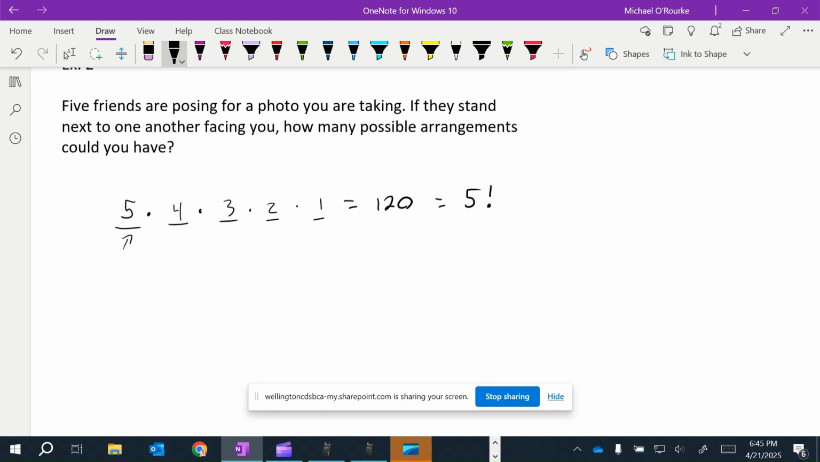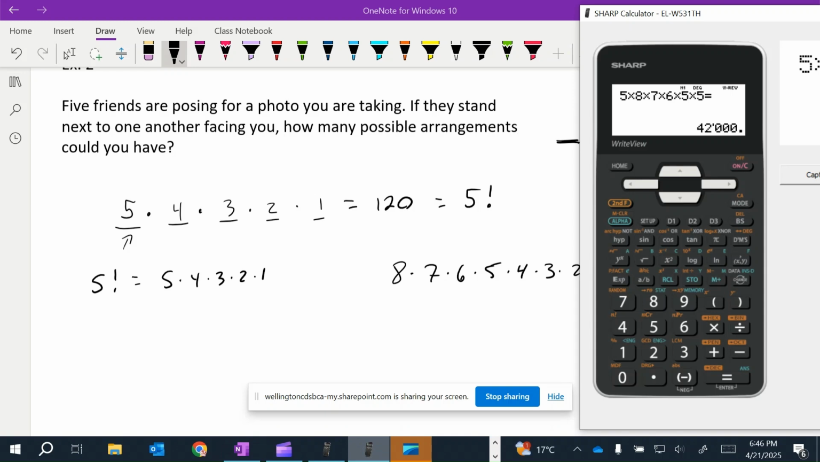So a factorial is whatever number you put there, you count down from and you multiply. In this case, 5 factorial is the same as saying 5 times 4 times 3 times 2 times 1. If I had 8 times 7 times 6 times 5 times 4 times 3 times 2 times 1, that'd be 8 factorial.